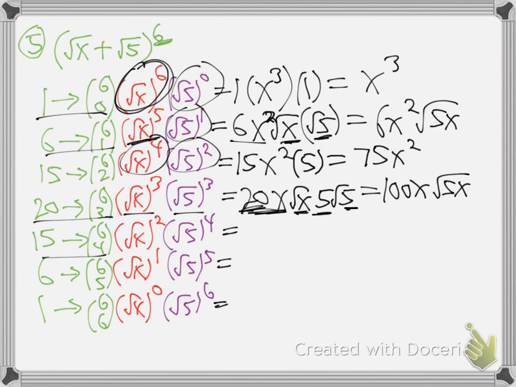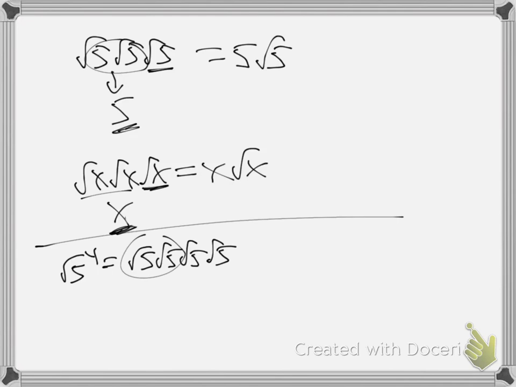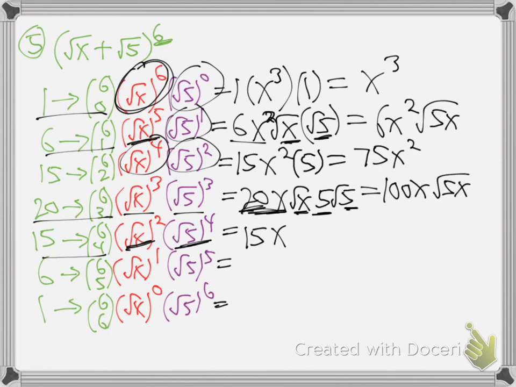Next one, 15. Root x squared, that's plain x. What's root 5 to the 4th? Let's go look at that one. So root 5 to the 4th. It's root 5, root 5, root 5, root 5. Two root 5s make a regular 5. 25, huh? So 25 multiplied together. 15 times 25, I have no idea. 375. 375x.